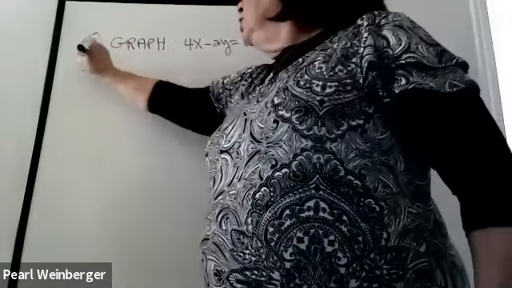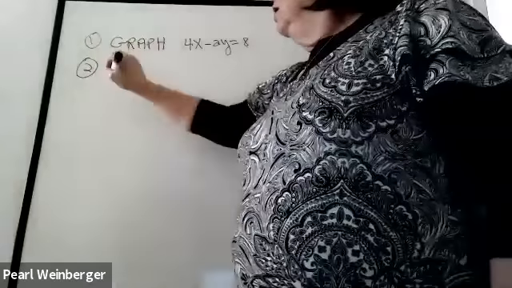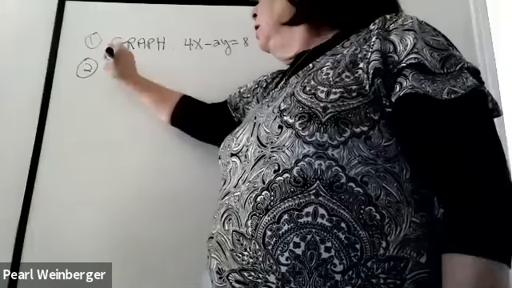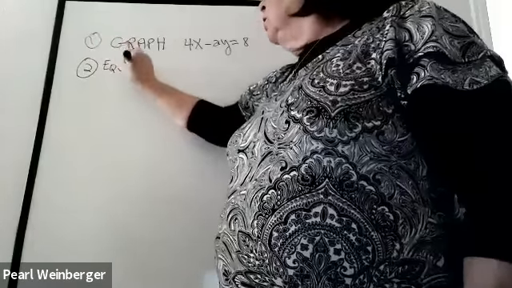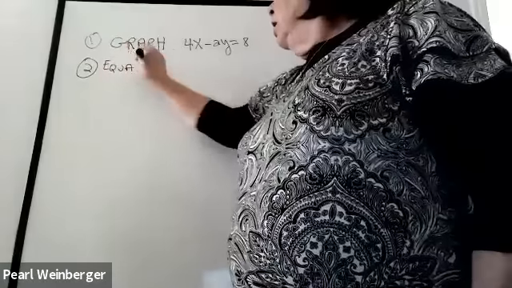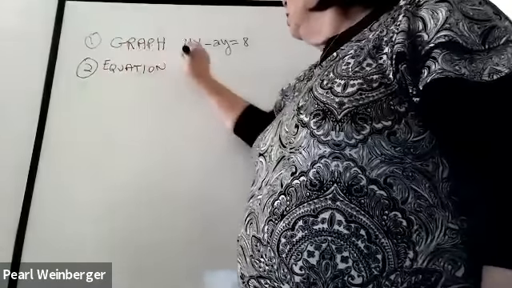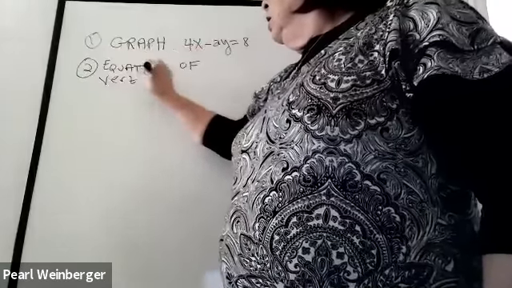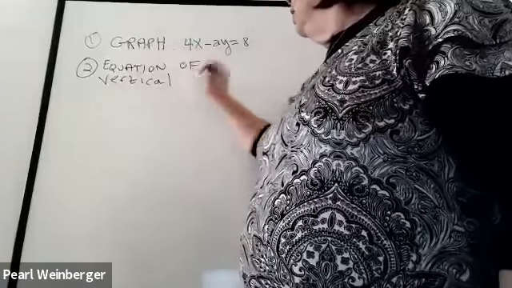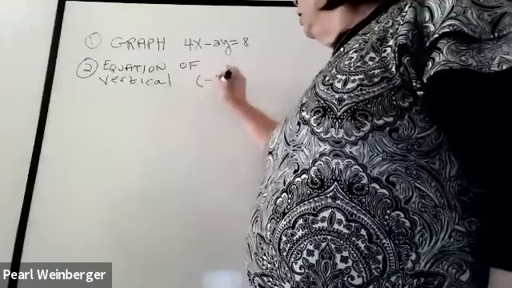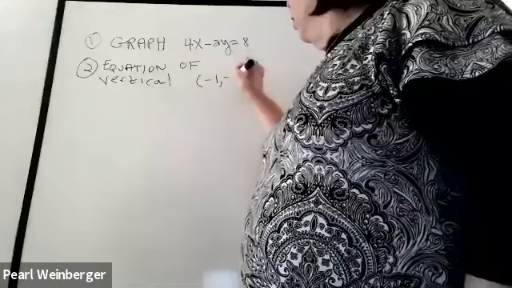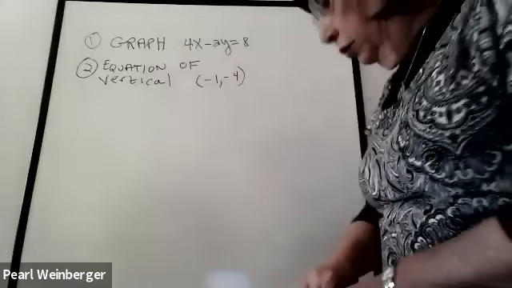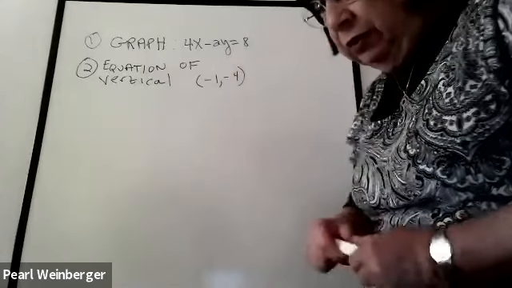Your second question is going to be, what is the equation? Write the equation of the vertical line through the point (-1, -4). Okay. I want you to do the work on these two problems while I am taking attendance.